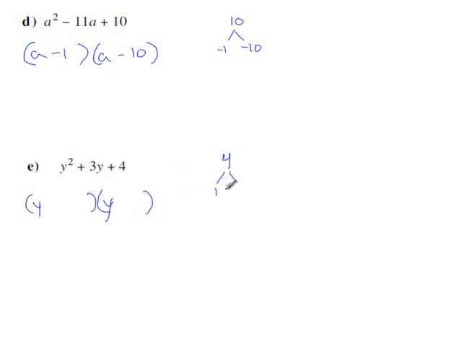Factors of 4. We could have 1 times 4. 1 times 4 is 4, but 1 plus 4 is 5. That's no good. Or we could have 2 times 2. 2 times 2 is 4, but 2 plus 2 is 4, not 3. And there aren't any other factors of 4. So in that case, this is not factorable.